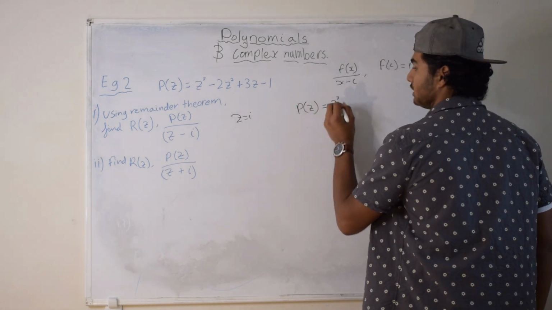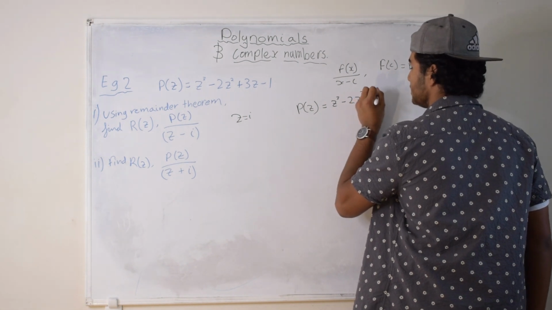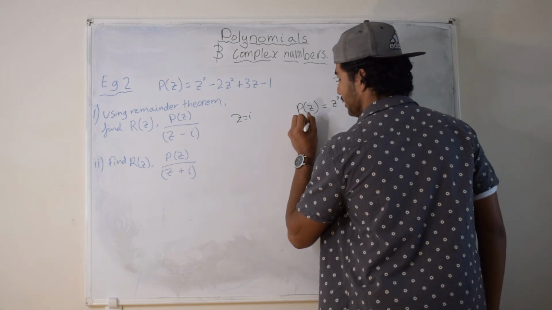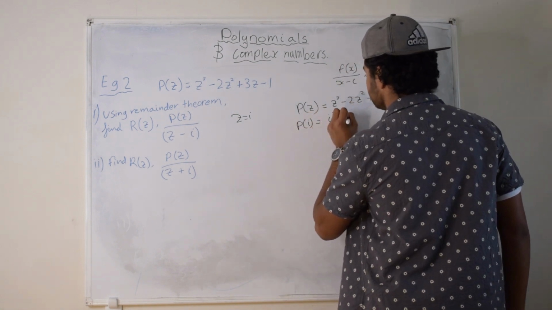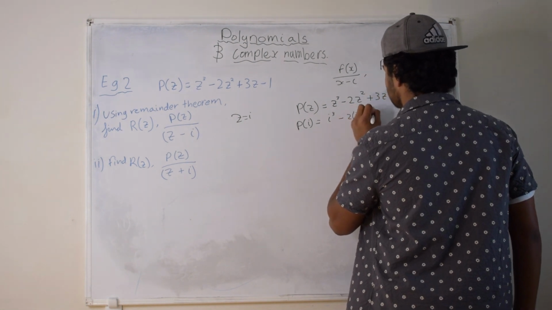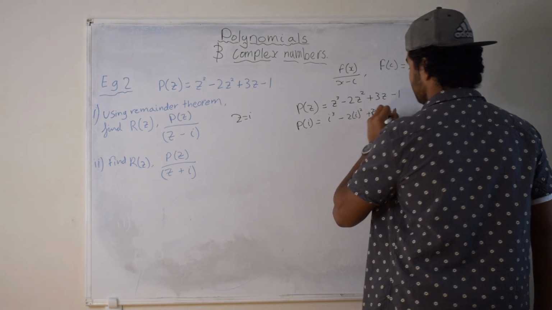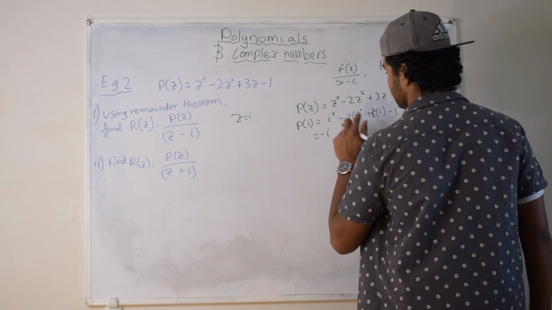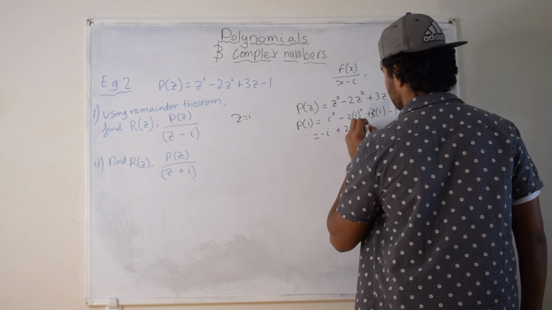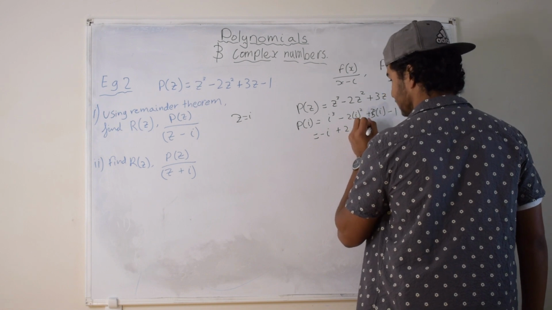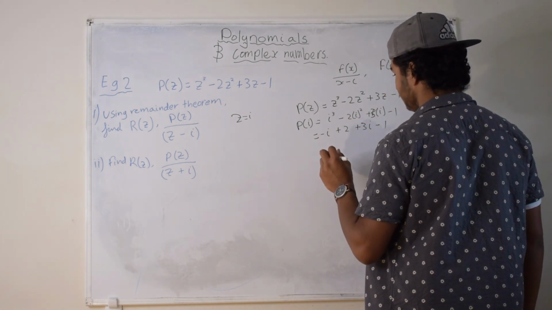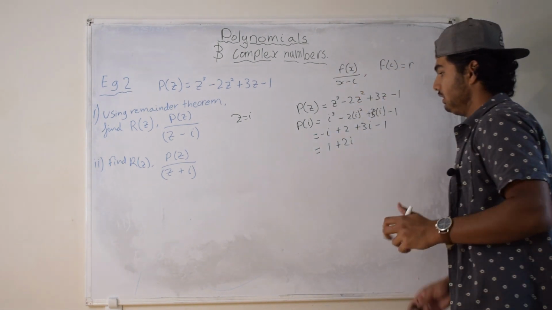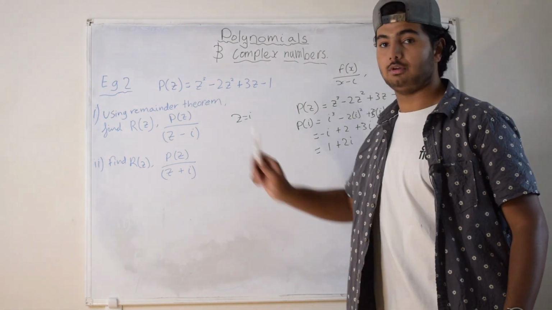z cubed, for clarity, minus 2z squared plus 3z minus 1. Correct? Now sub in i. p of i then equals i cubed minus 2i squared plus 3i minus 1. Yep, i cubed is just minus i. Minus, plus 2, plus 3i, minus 1. So this then gives me 1 plus 2i as your remainder for this one over here.